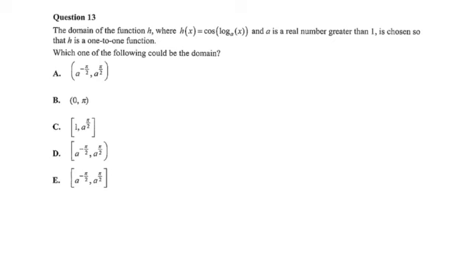We've got the domain of the function h, where h of x equals cos of the log of x with a base a, would you believe, and a is a real number greater than 1, is chosen so that h is a one-to-one function. Which of the following could be the domain? I think because we've got an a here, this makes it really abstract and impossible to graph unless you actually choose a value of a greater than 1, such as 2, and then you can graph the thing and have a look at it. That's something that we can do.